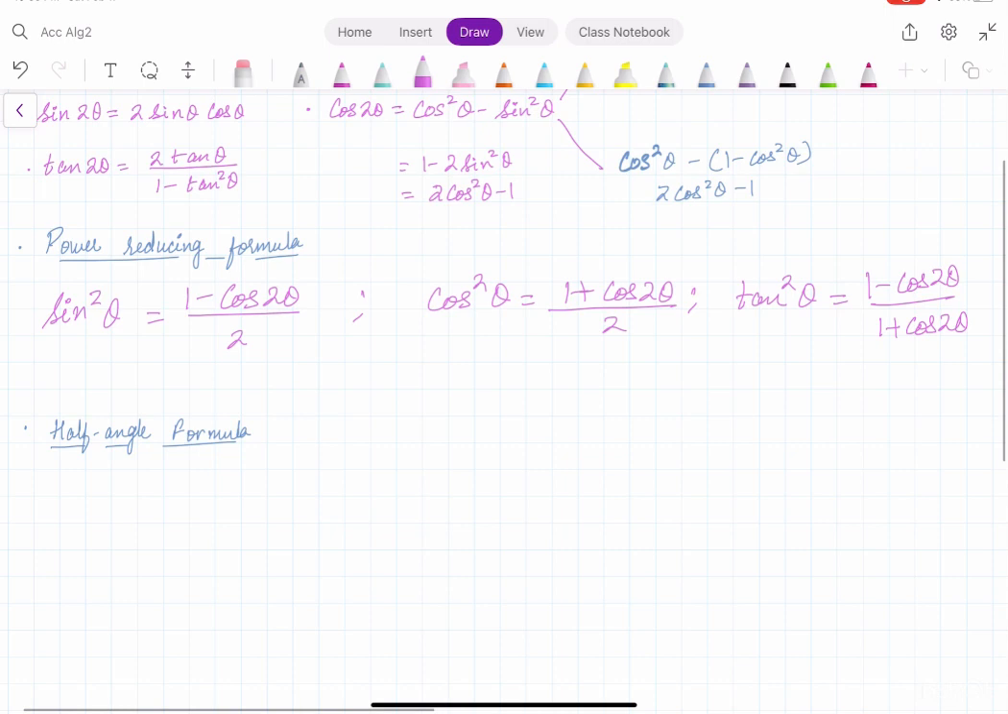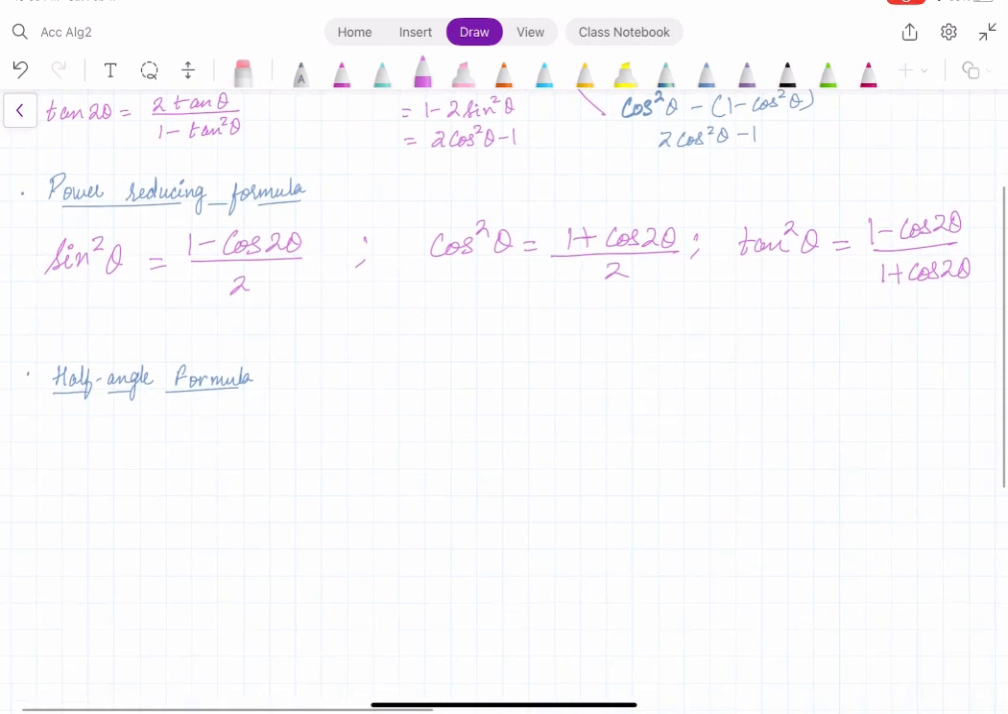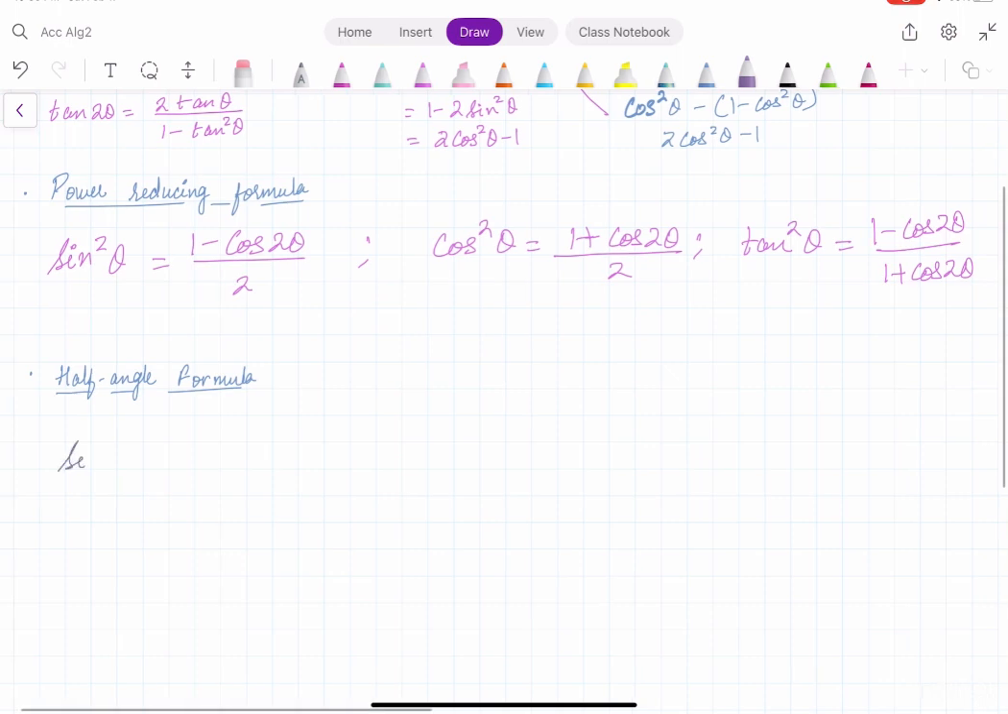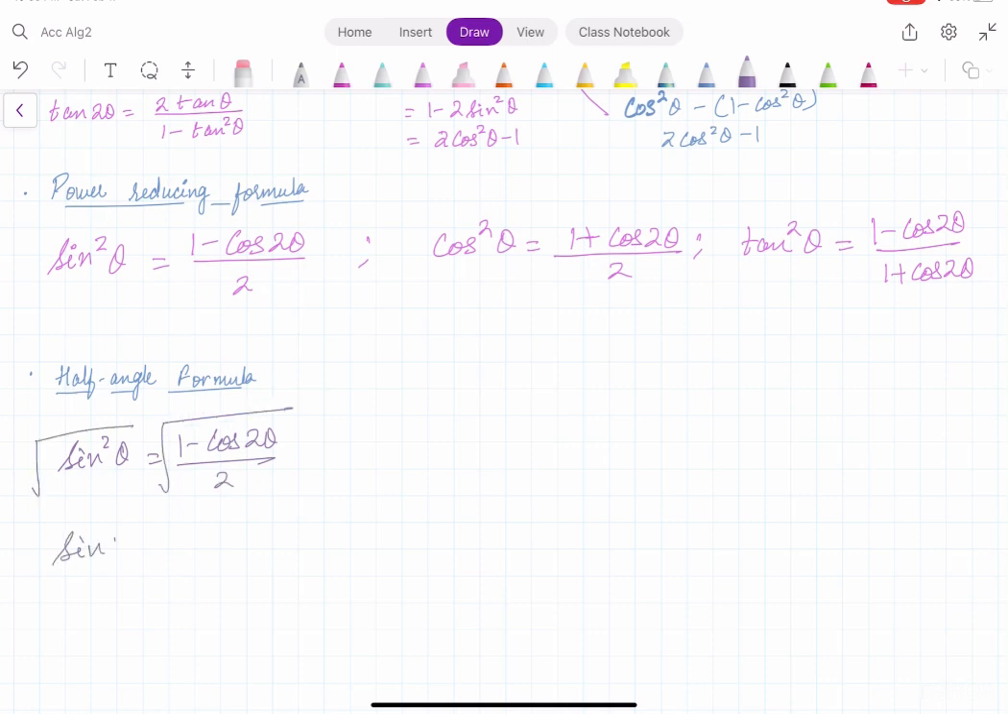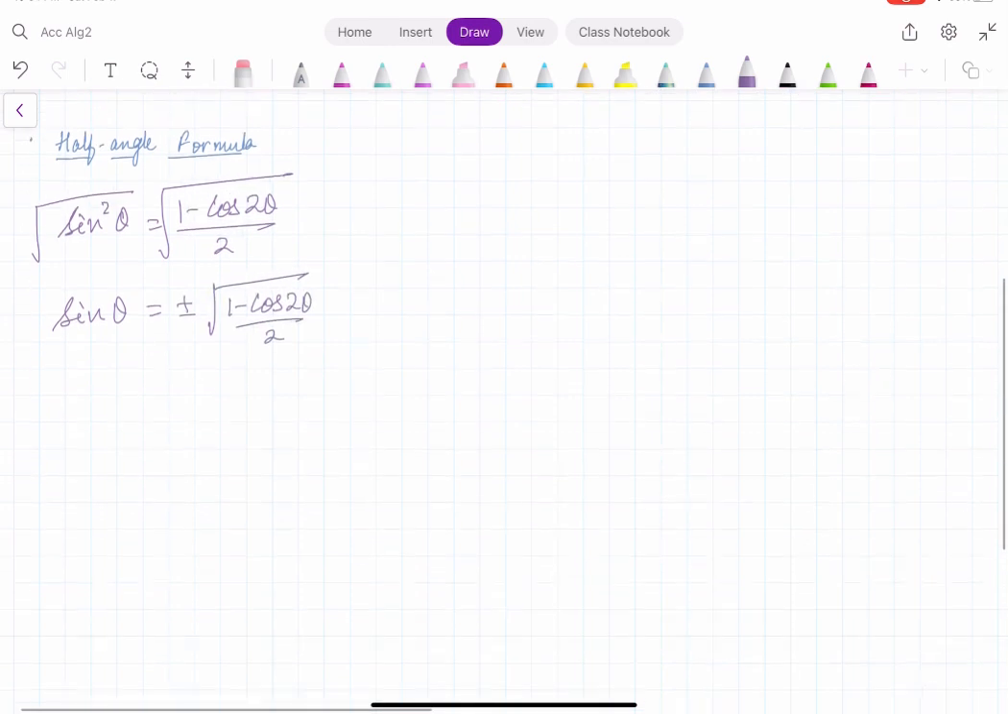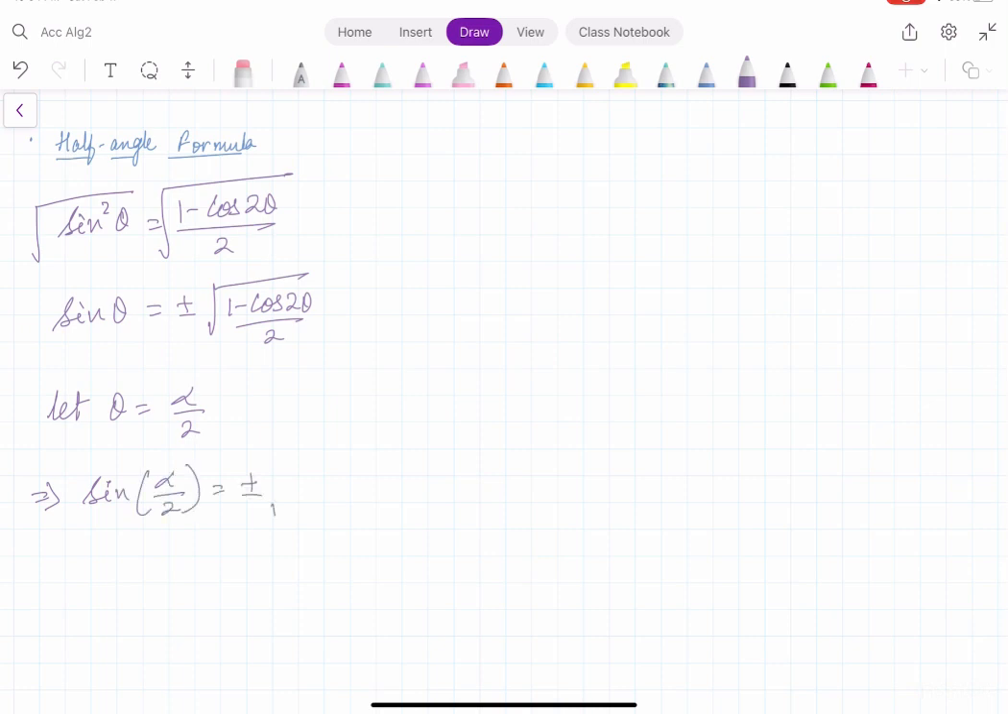Now, another in this multiple angle theorem is the half angle formula, and the half angle formula can be derived from these power reducing formulas. For instance, if I take sine square theta and take the radical of both sides, what will you get? You will get sine theta is equal to plus or minus radical of 1 minus cos 2 theta over 2. Now let's write theta in terms of a half angle. So let theta be equal to alpha over 2. So sine of alpha over 2, that is the half angle, right, will be the radical of 1 minus cos 2 times alpha over 2, divided by 2. Now the 2 and 2 will cancel out, and that will be your half angle theorem.